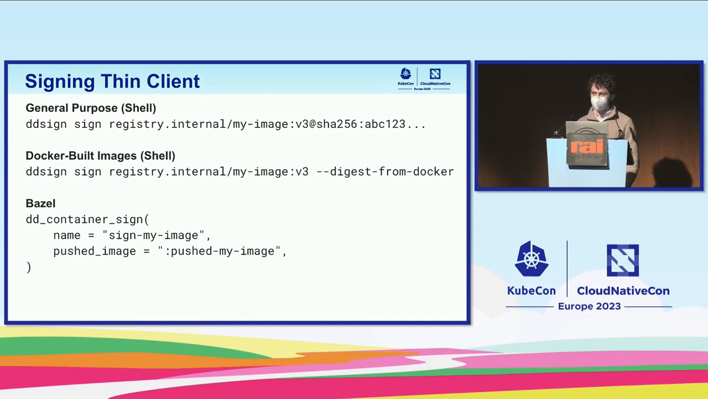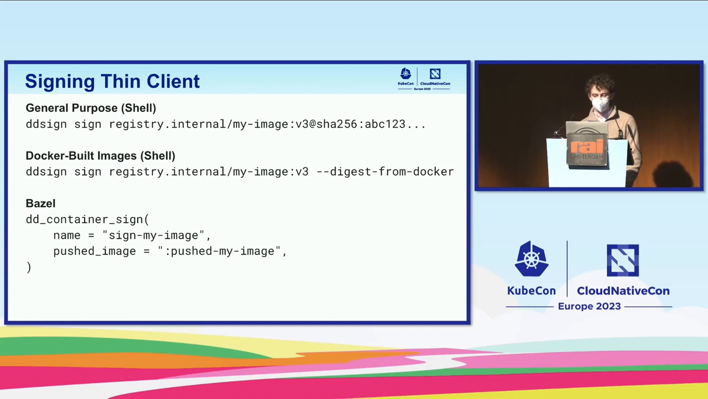The thin client that CI jobs are actually using is a CLI that we call DDSign. It looks pretty similar to Cosign if you've used that. But we've designed it to be simple, have an extremely stable API, and be easy to integrate into many CI pipelines. So there's not many options here to configure. Essentially, to use it, you just call DDSign sign, and then a reference of the image that you'd like to sign, including a digest, so you know you're signing exactly one image.